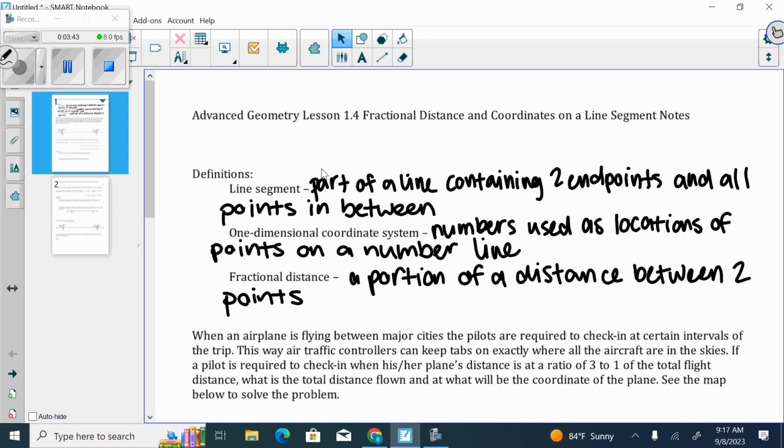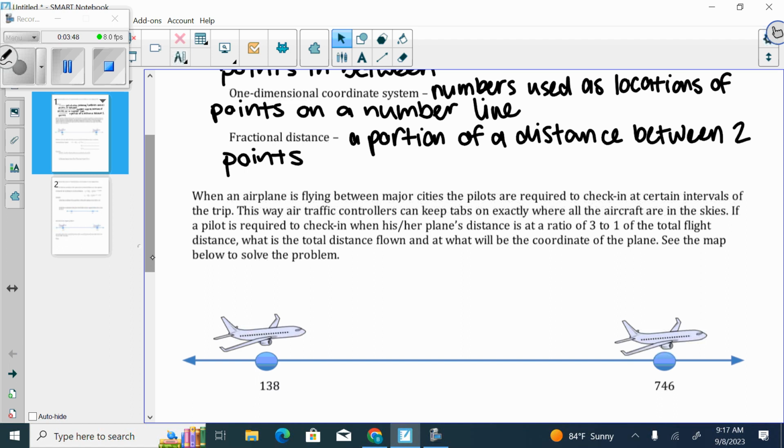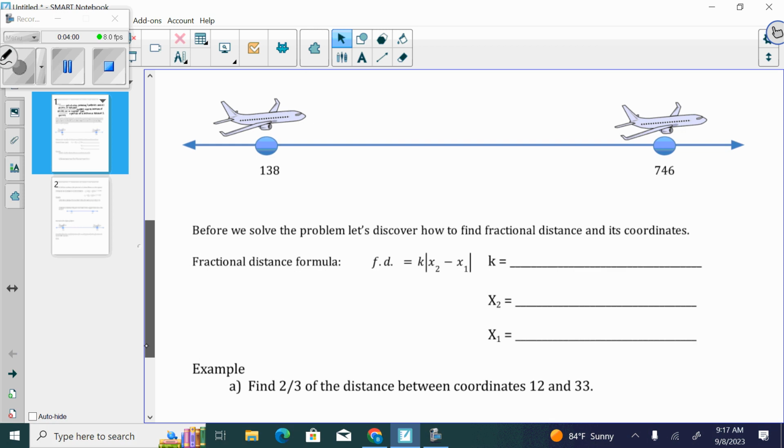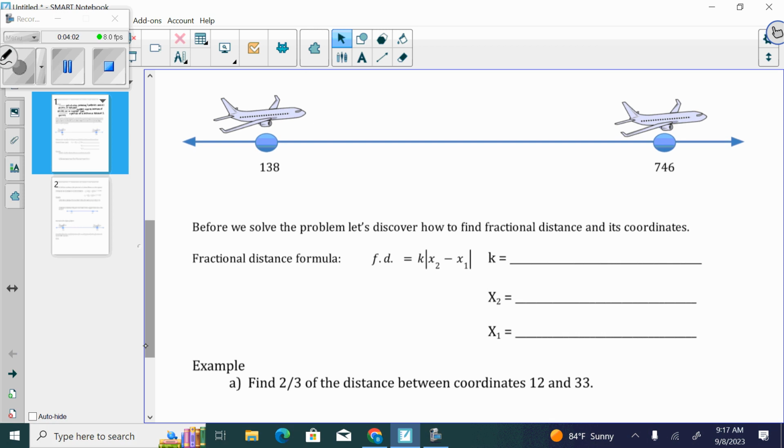So they give us this picture representation here, but we don't yet know how we're supposed to find a fraction of the distance or a coordinate that isn't right in the middle. So we're going to first look at what those formulas would be. Before we can solve it, let's talk about the formula.